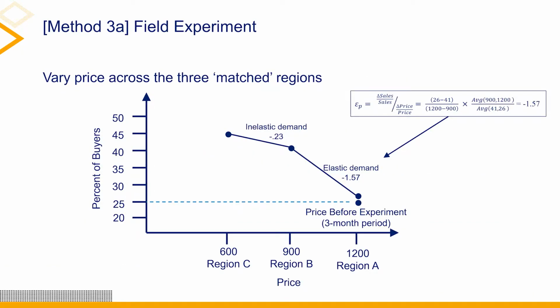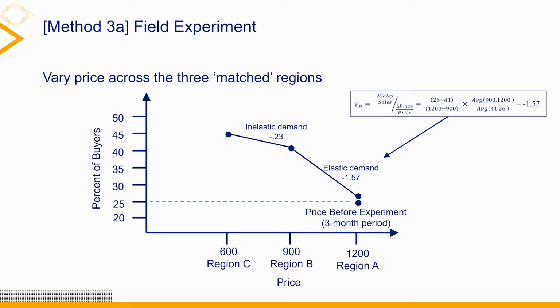Method number 3, experiments. Field experiments. An experiment is a procedure carried out under controlled conditions in order to discover an unknown effect or test a hypothesis. Field refers to doing the experiment in a real marketplace versus, say, a survey. In this stylized example of cell phones, the firm sells its most popular product for $1,200. It could be dollars or euros, and it has about 25% market share.